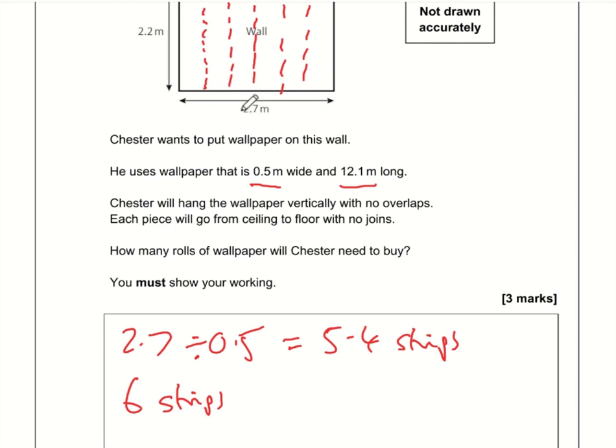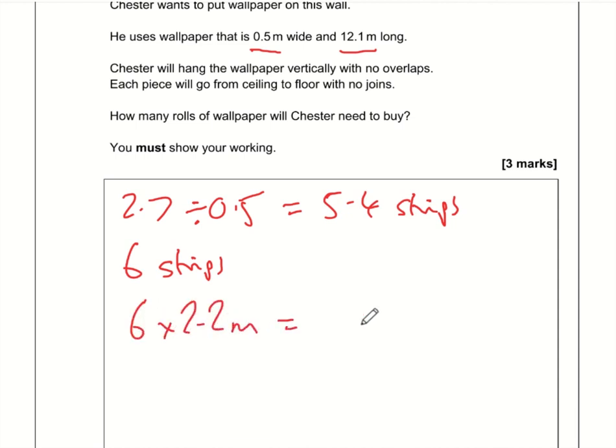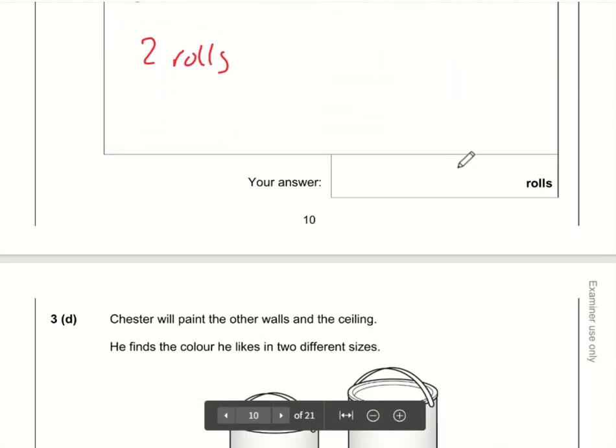Okay, so if we've got 6 strips and they're all 2.2 metres high, well, what is 6 multiplied by 2.2? 6 times 2.2 metres, that is 13.2 metres. Now, annoyingly, the wallpaper is 12.1 metres long, and 12.1 is less than 13.2, so therefore we will need 2 rolls of wallpaper there. So the answer is simply 2.